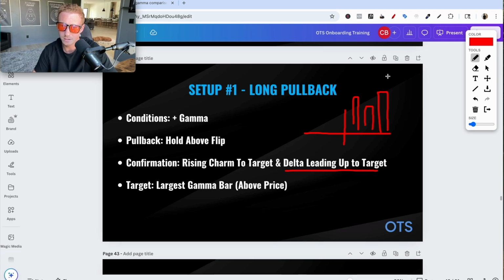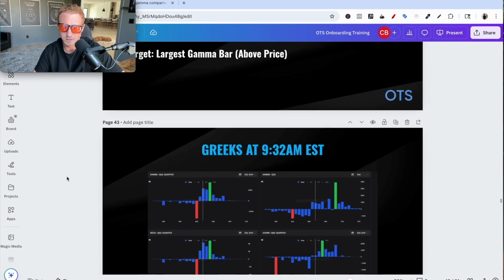So this is good. The target's here. And usually you want the target to line up with gamma, charm, and delta all having the biggest bars at the target. And then the target, what I've been talking about, is the largest gamma bar above price. So if price is right here, once again, we want to see the large gamma bar above price for this. So let me give you a real example instead of me just drawing.